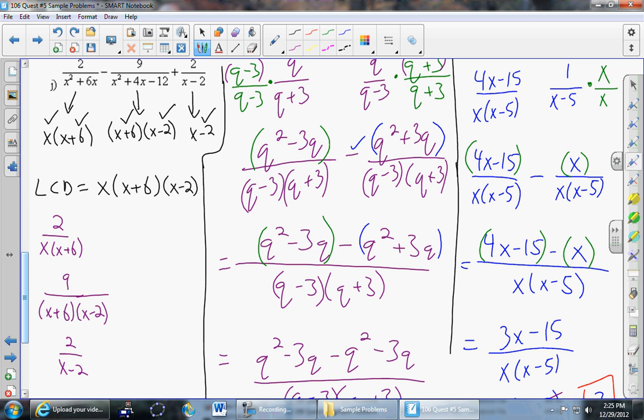Okay, so we're going to multiply each of these things by the right thing, turning the denominators into the LCD. In this denominator, x plus 6, what's missing from the LCD? I've got the x plus 6 there and there. What I don't have is an x minus 2. So that's the part I'm going to need to bring in. Let's bring in x minus 2, top and bottom.